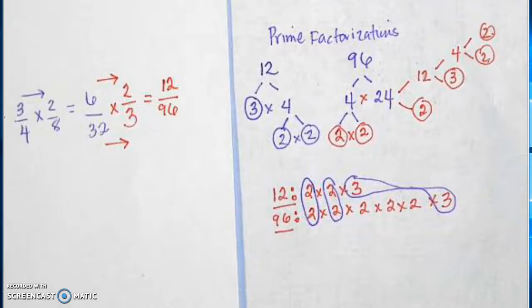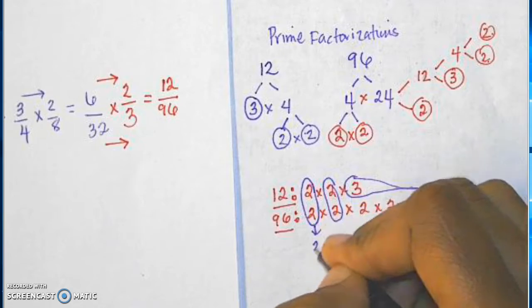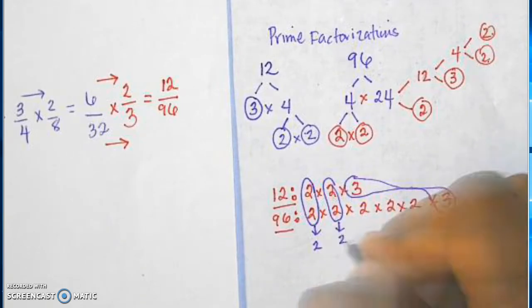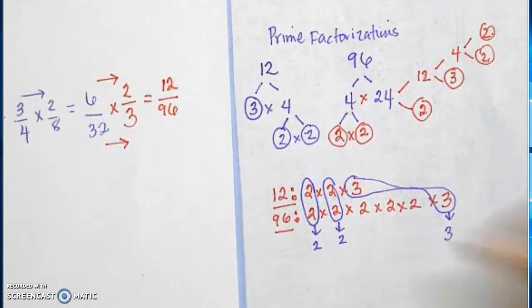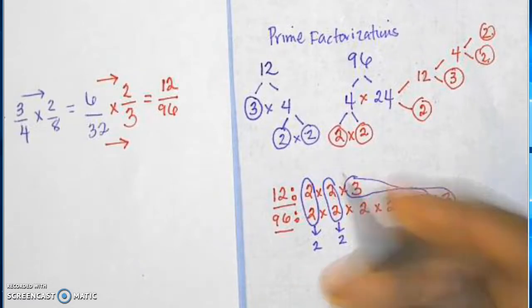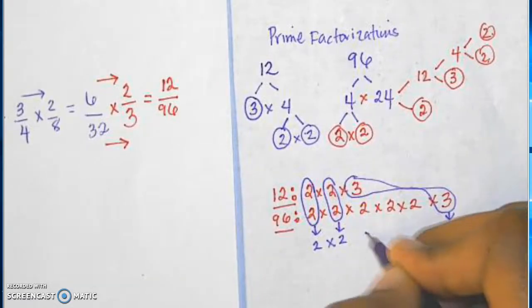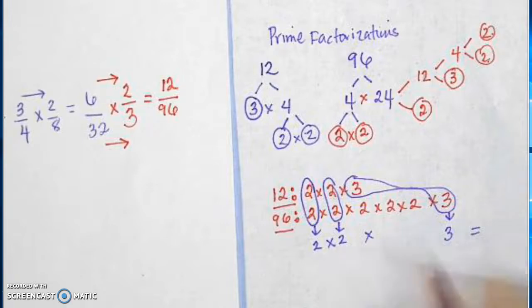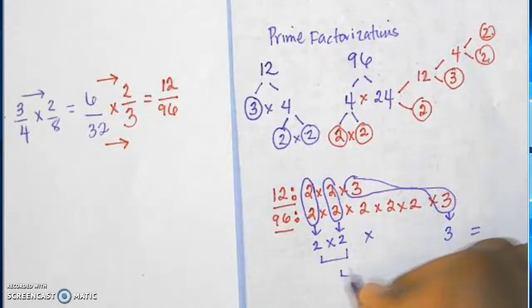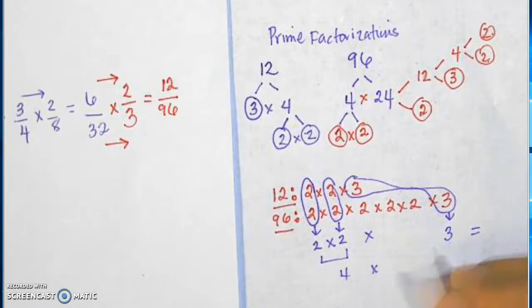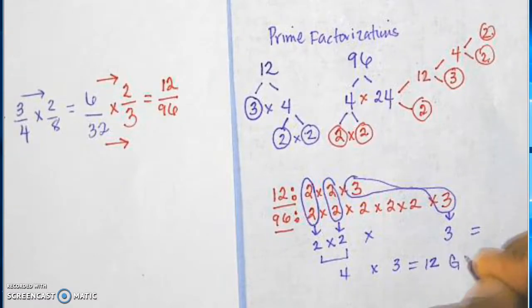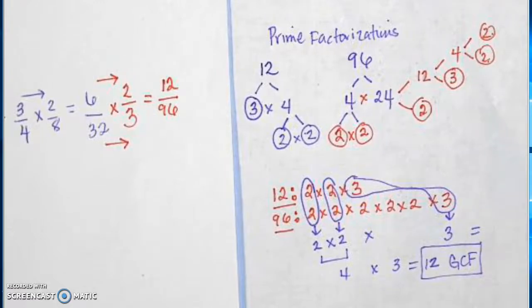So every couple will get an invitation, because in my mind I'm planning a party, a couple's party. They're going to get an invitation. So this couple will get an invitation, and this couple will get an invitation, and this couple will get an invitation. I'm going to multiply all of these together. 2 times 2 is going to give me 4, and then 4 times 3 is going to give me 12. 12 will be my GCF. My greatest common factor for 12 and 96 is 12.